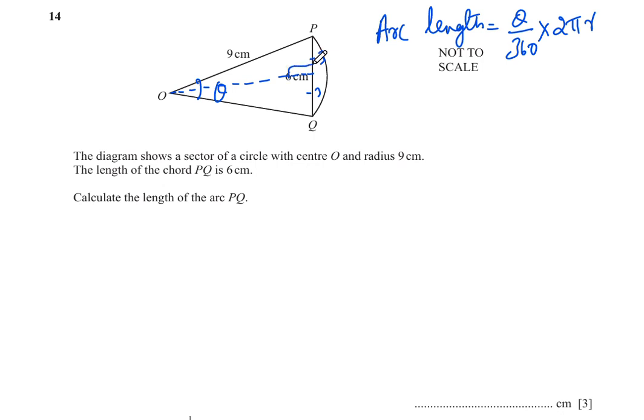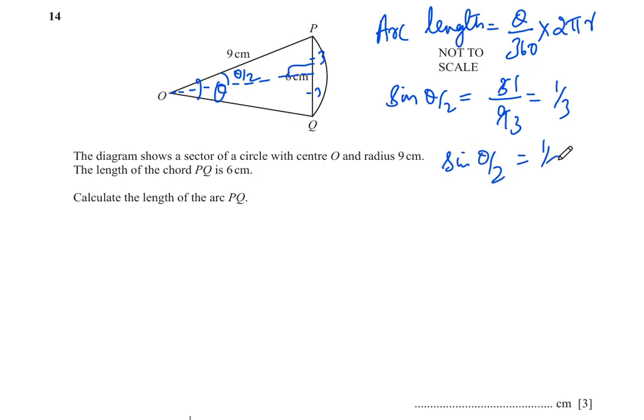So now we got a right angle triangle. From the right angle triangle, you can find this angle. This angle we can take as theta by 2. We can use the trigonometrical ratio here, sine theta by 2, which equals opposite by hypotenuse. Opposite is 3 and hypotenuse is 9. So 3 ones are 3, 3 threes are 9. So this is 1 by 3. So sine theta by 2 is equal to 1 by 3.